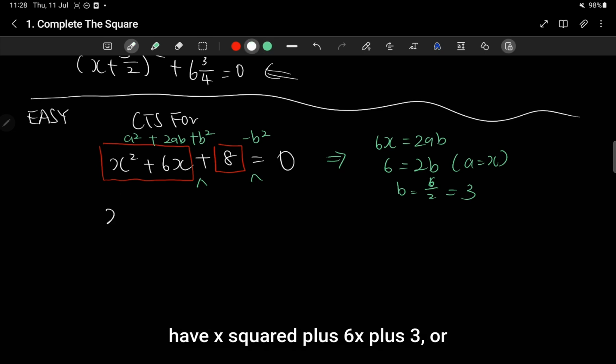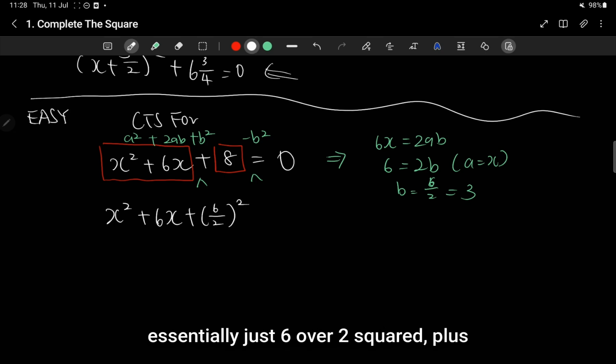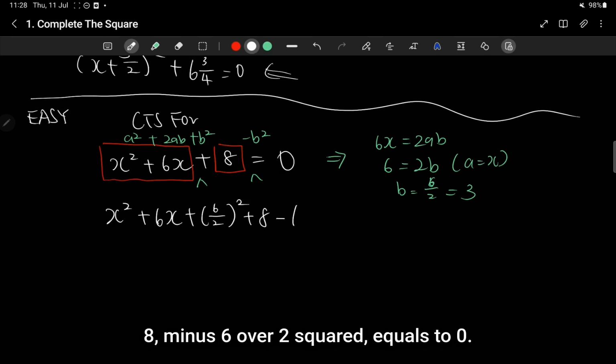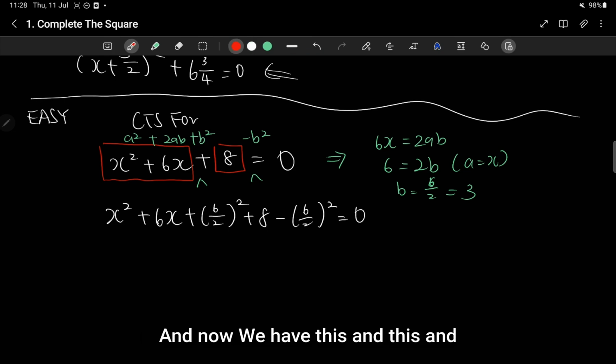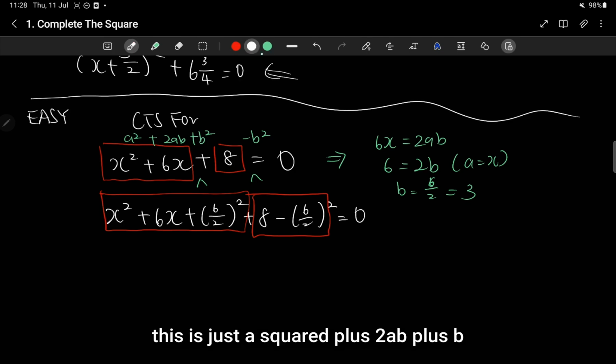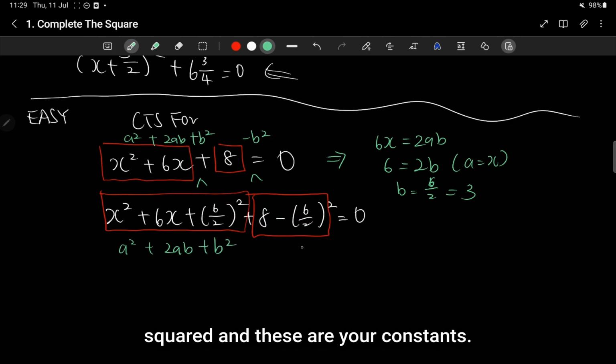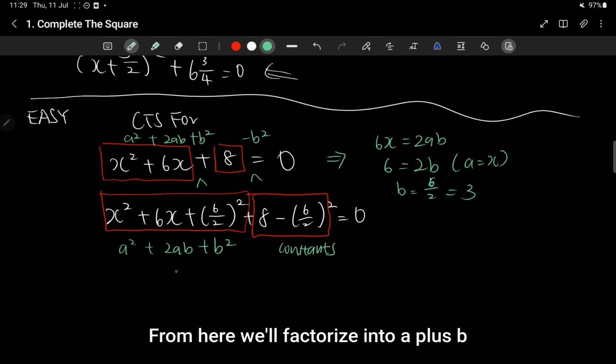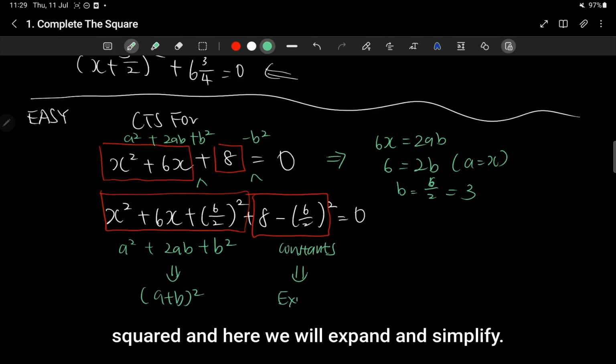Therefore, in our next step, we will have x squared plus 6x plus 3, or essentially just (6 over 2) squared, plus 8 minus (6 over 2) squared equals 0. And now we have this and this, and this is just a squared plus 2ab plus b squared, and these are your constants. From here, we'll factorize into (a plus b) squared, and here we will expand and simplify.